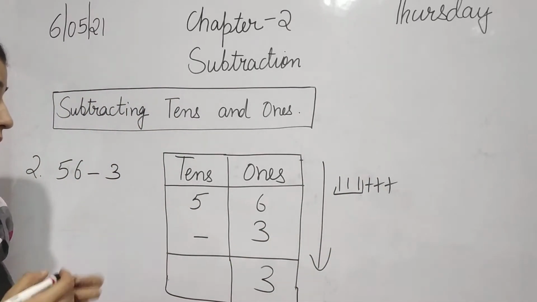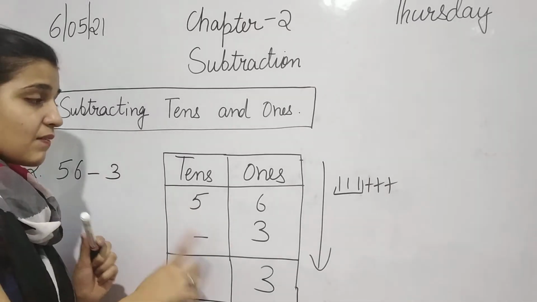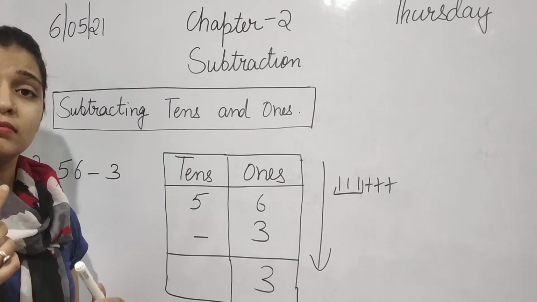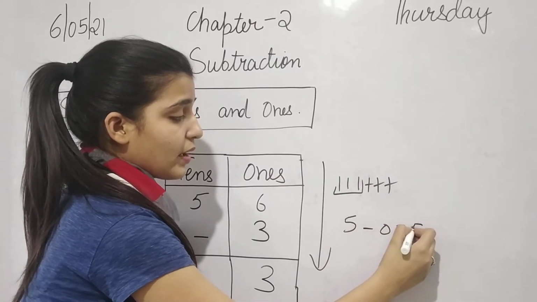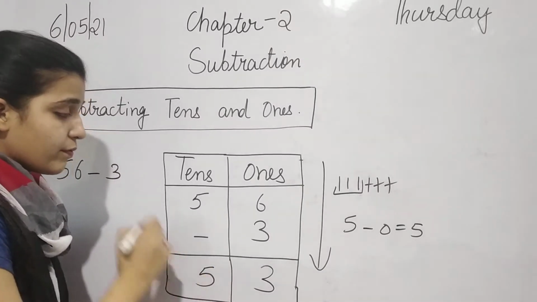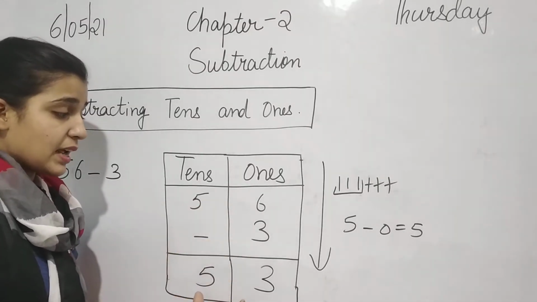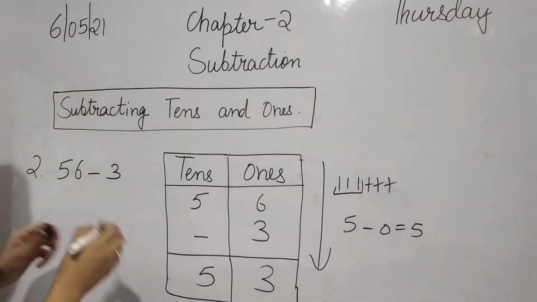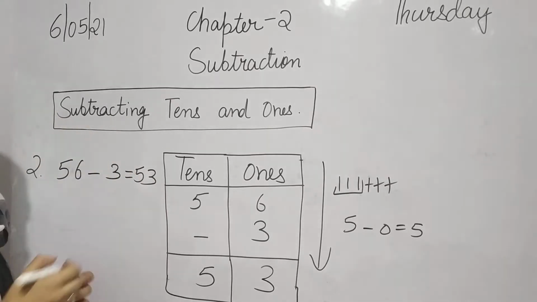Now come to the tens. Now there is no number except 5. 5 के अलावा कुछ भी नहीं है. It means we will consider the second number as 0. So 5 minus 0 will be 5. So it will be 5. So students, if we subtract 3 from 56, we will get 53. So we can say that 56 minus 3 equals 53.